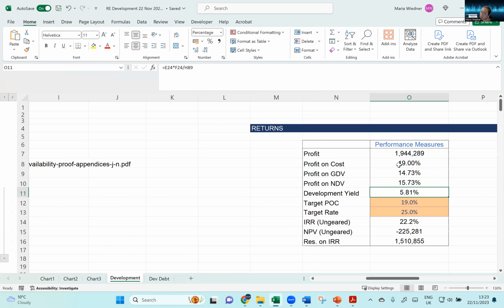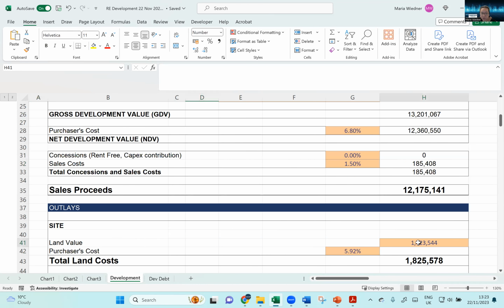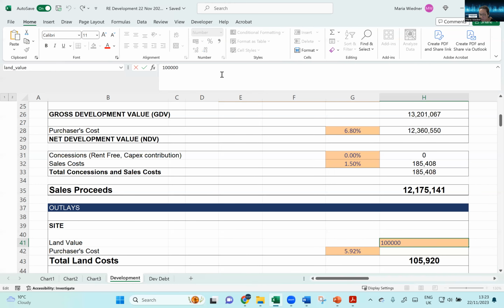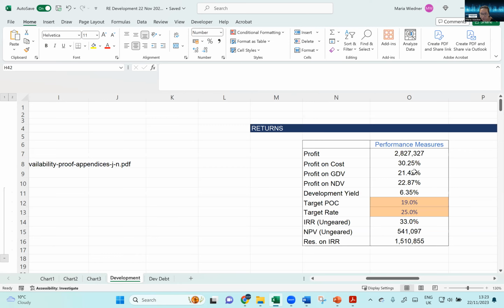And then also the development yield, which is the rent over the development costs. And then here, if you put a profit on cost of 19%, which I think is what they did, then you might get here a residual land value. Okay, because if you say your land value is 1 million, then you see that your profit on cost measure will change to 30%, for example.